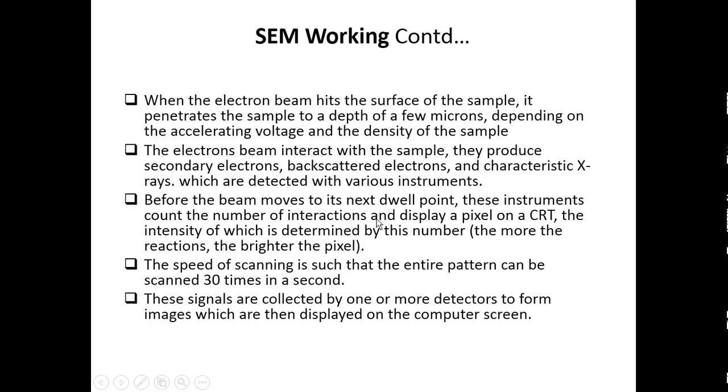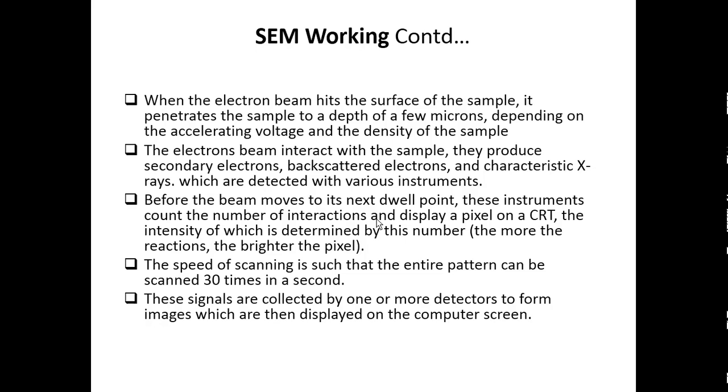So dwell point means when the beam hits over the surface, that is the dwell point at that particular instant. If the beam hitting the surface is moved to some other place on the surface of the sample, then the dwell point is next to the first one, isn't it? Before the beam moves to its next dwell point, dwell point means wherever the beam is actually hitting upon the surface.